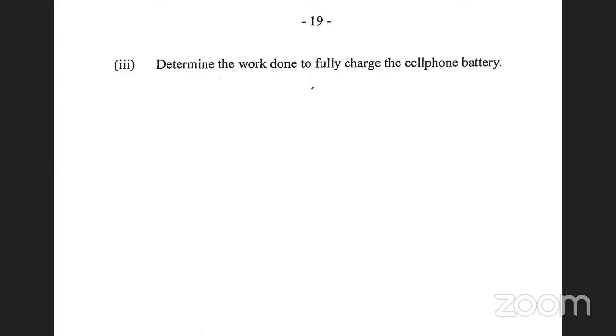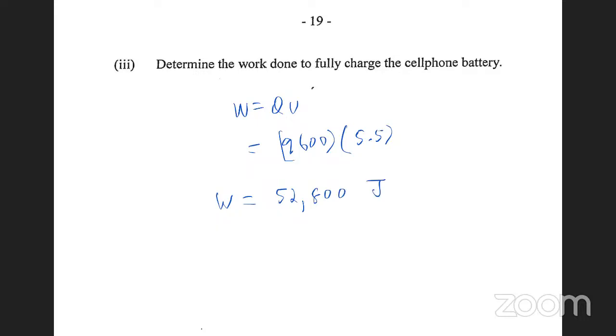Find the work done. Work done is what? Q by V, or power by time. One of them can work, right? Q was 9600. And what was V again? 5.5, right? V was 5.5. How much is that? 52,800. Right? Or you could even use power by time. Either can work. You're supposed to get the same answer.